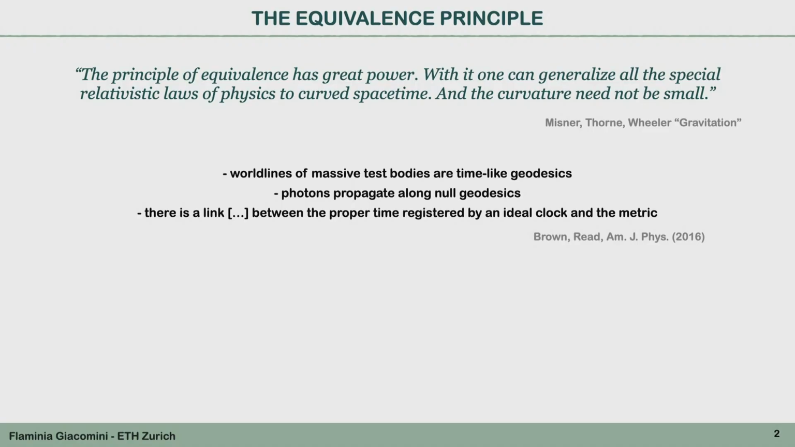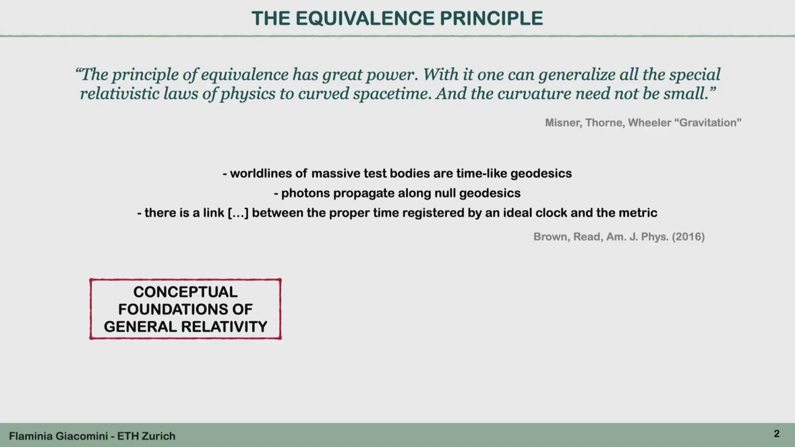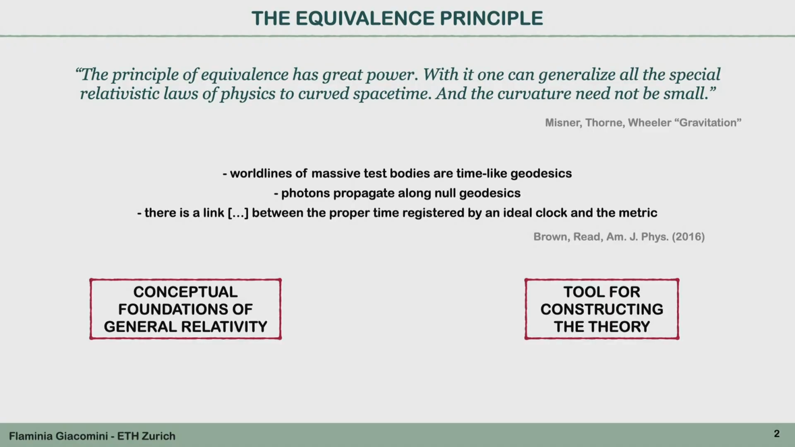For instance, statements such as: the worldlines of massive test bodies are timelike geodesics, photons propagate along null geodesics, and there is a link between the proper time registered by an ideal clock and the metric. These are all statements that depend on the formulation of the equivalence principle.